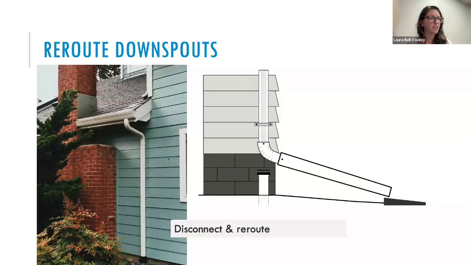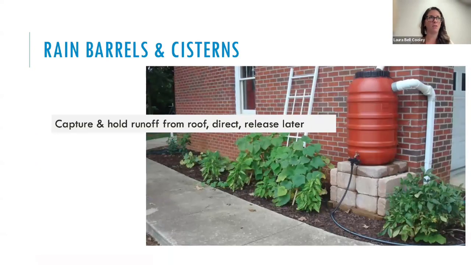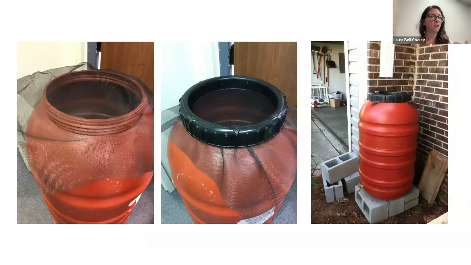In Alabama, I don't see that as much. Often those gutters are just being rerouted into your landscape. But if not, you can always disconnect them and reroute. So we're going to think about disconnected downspouts and then how to move that water into a stormwater practice, whether that's a rain barrel or a rain garden, something like that. So how can we capture and hold that water, direct it where we want to go, and then release it later? Rain barrels are a great way to do that.